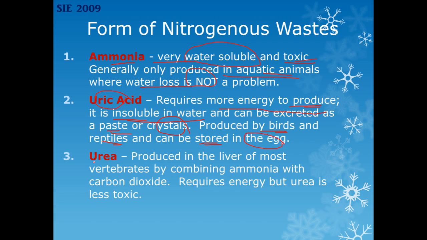The third form of nitrogenous waste is urea. Urea is produced in the liver of most vertebrates by combining ammonia with carbon dioxide. This requires energy, but urea is less toxic compared to ammonia.